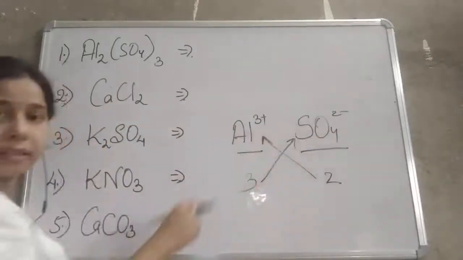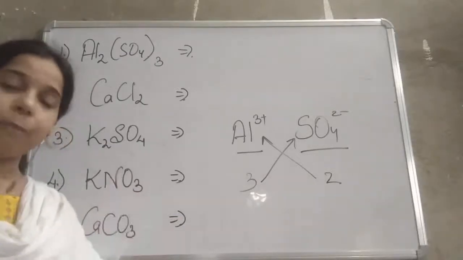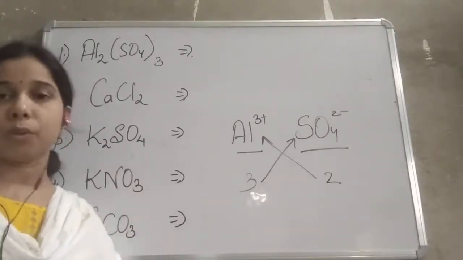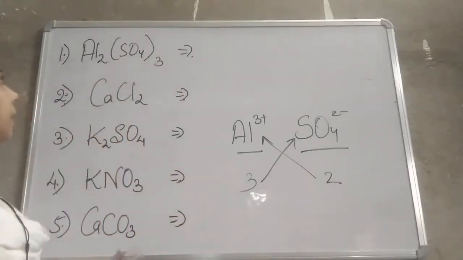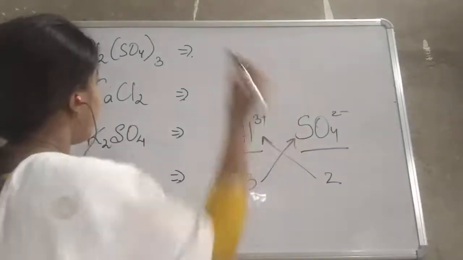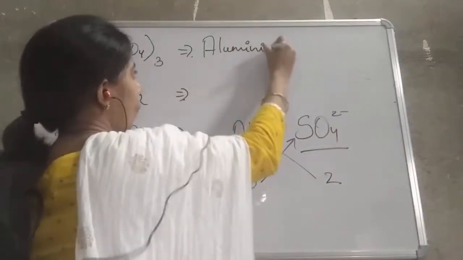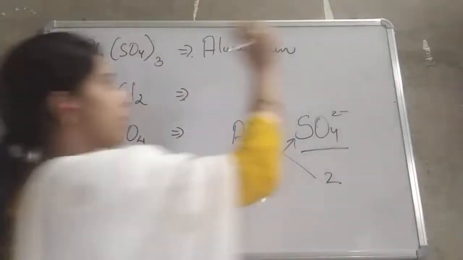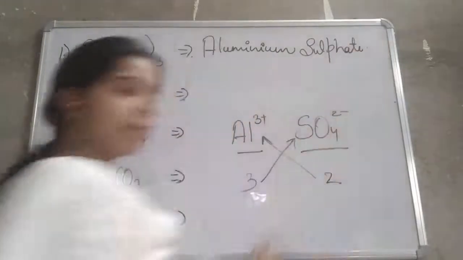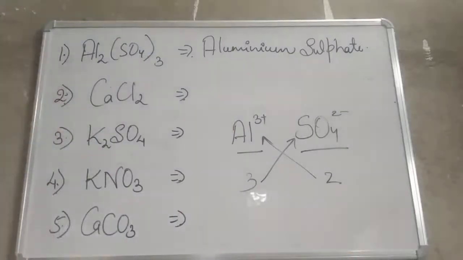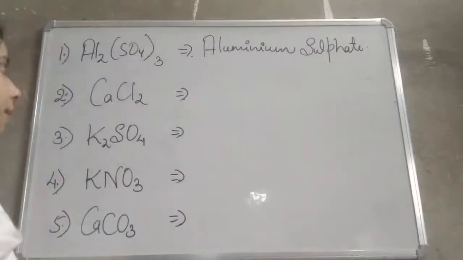When you crisscross each other, you will get this formula, that is Al2(SO4)3. Since you know that while writing the name of an ionic compound, we will never mention the prefixes, what will be the name of this particular ionic compound? It is aluminium. The second one is the sulfate, so it will be aluminium sulfate.